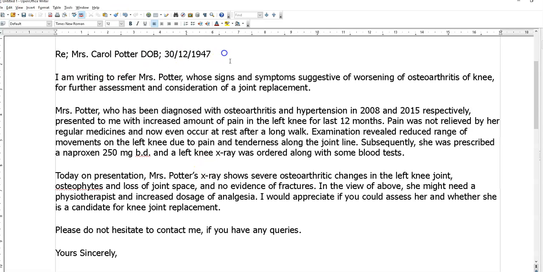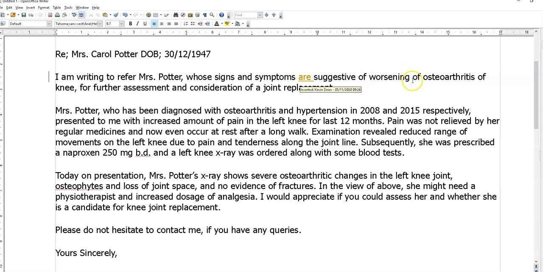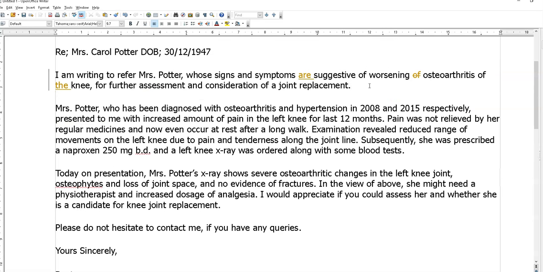Edit changes, okay. Mrs. Potter, whose signs and symptoms right now, there's a little gap here. We need a verb: are suggestive of worsening osteoarthritis of, now is it the knee? Of worsening osteoarthritis of the knee for further assessment and consideration of a joint replacement. Okay, that's good. Purpose is clear.